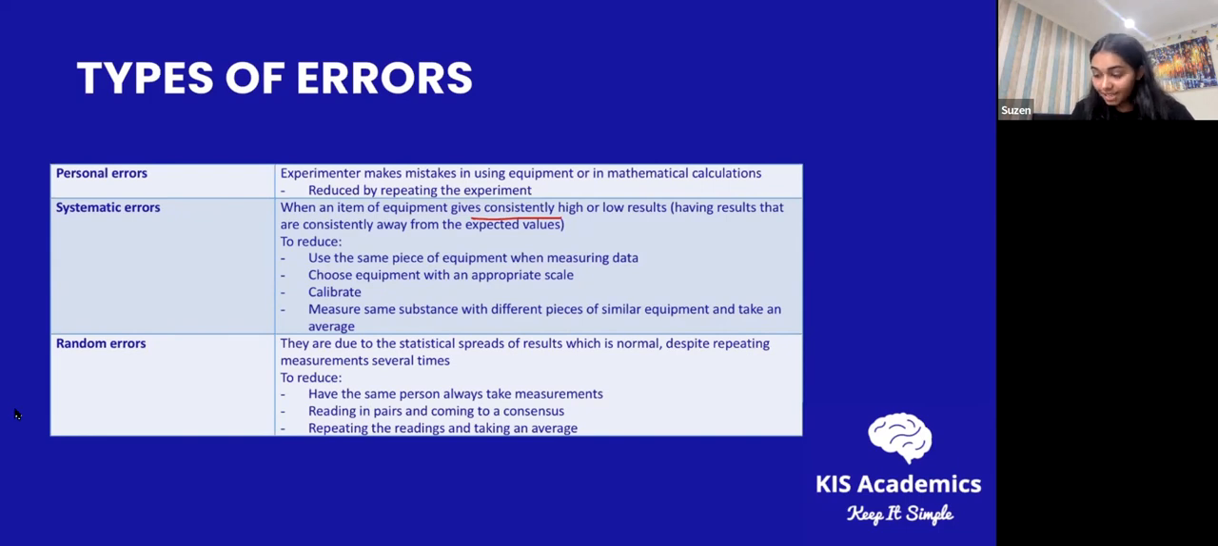Then you also have random errors. Random errors are due to the statistical spread of results, which is normal despite repeating the experiment or measurements several times. So you're never going to be able to get rid of random errors because they're always going to be present. You can minimize them, but you can never get rid of them. To reduce them, you could have the same person consistently take the measurements, read in pairs and come to a consensus, and repeat the readings and take an average. All these are ways of minimizing random errors, but you can't eliminate them.